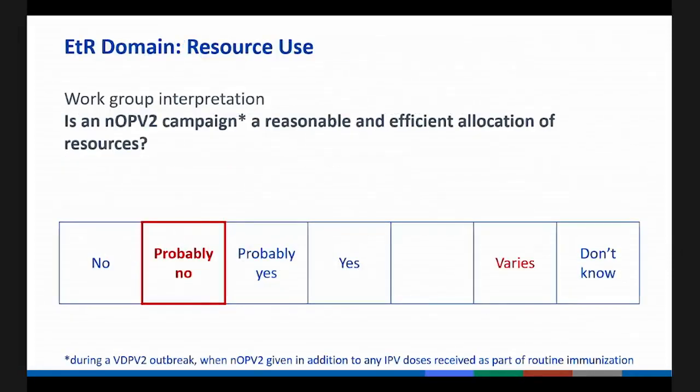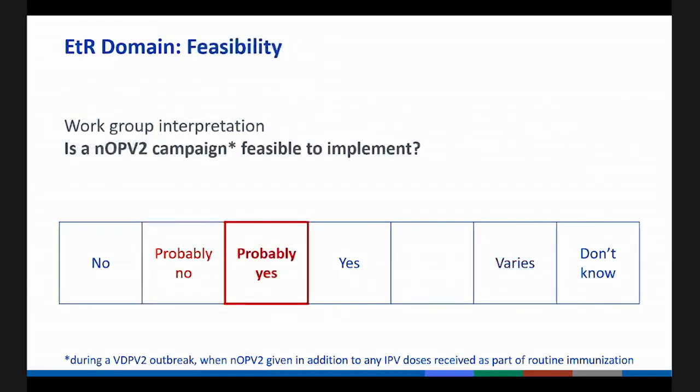So there was a variety of work group opinions on whether this would be a reasonable and efficient use of resources. Half of the work group responded that it was probably not a reasonable use of resources, but about a quarter responded that it varies depending on the specifics of the situation. The work group was also divided about whether an NOPV2 campaign would be feasible to implement. Half of the work group responded that it was probably feasible, but about a third responded that it was probably not.